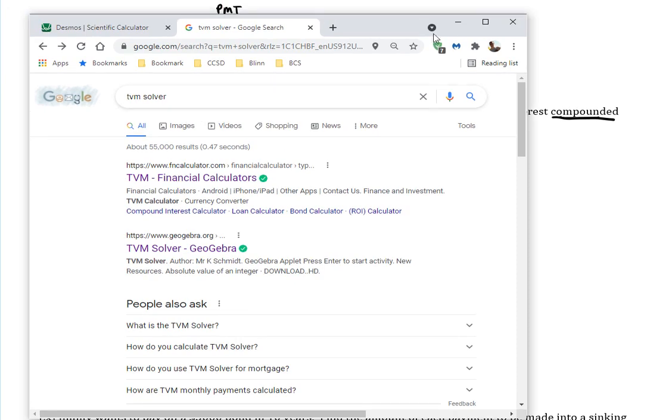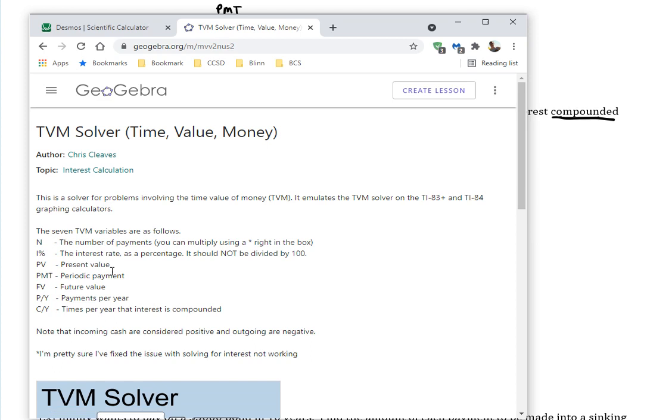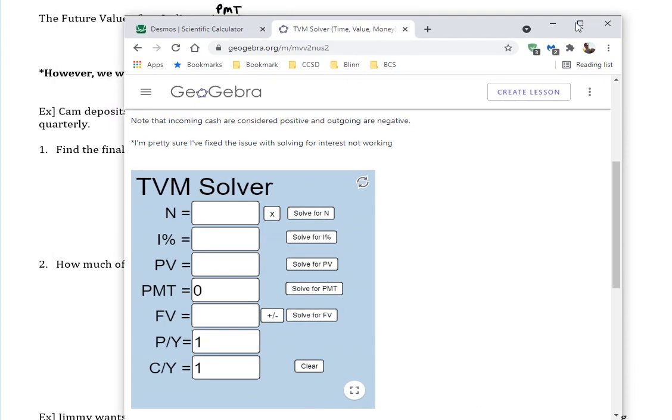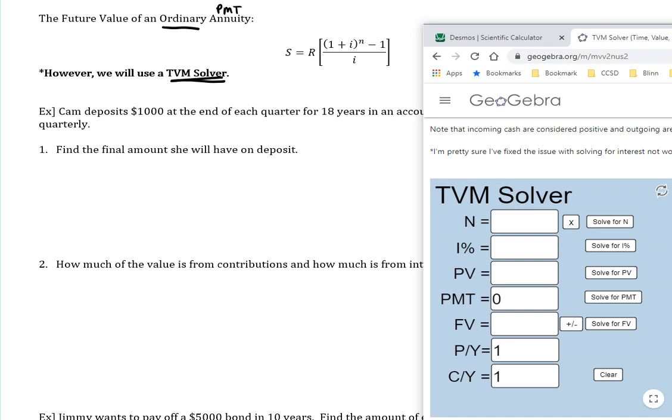I just type TVM Solver into Google, and I usually prefer this GeoGebra one, because when you click on it, it tells you what those important things are. This is similar to the 83, 84, or Inspire as well. So if you have a handheld calculator, it's got a similar setup.